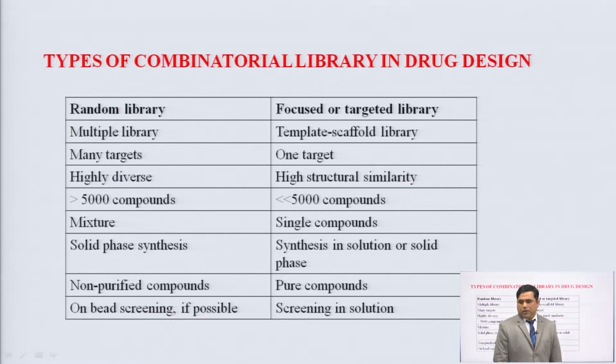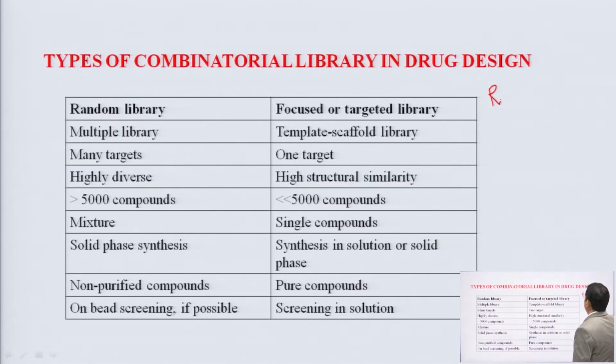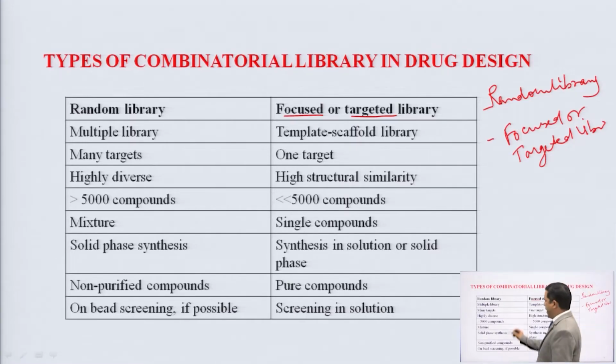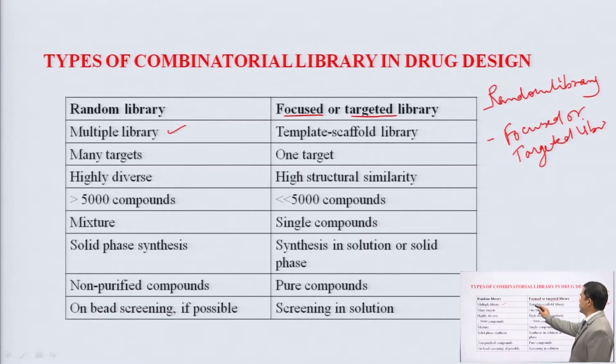Here are the types of combinatorial libraries in drug design. We have two libraries: the random library and the focused or targeted library. The random library consists of multiple libraries, and this is based on template and scaffold libraries.